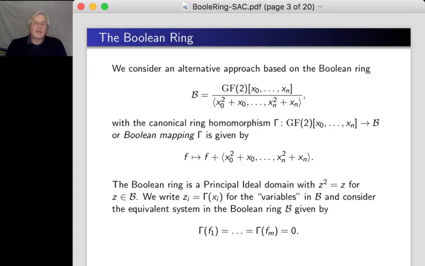So we can write the original equation system, which was polynomials over GF2, f1 equals f2 equals ... equals fm equals 0. We can write an equivalent system in the Boolean ring, gamma f1 equals gamma f2 equals ... equals gamma fm equals 0. So we get a system of Boolean elements, not necessarily homogeneous, that are equal to 0. So at some point we'll look at this Boolean ring, address how we solve equation systems in this Boolean ring, and use this information to solve the original equation system in the polynomial ring.